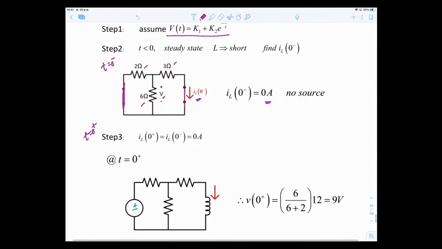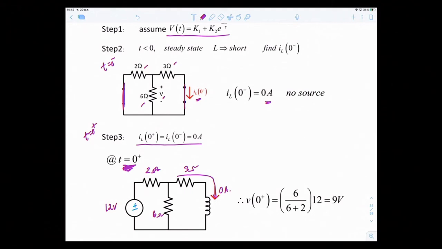So the circuit becomes like this, right? 12 volt, 2 ohms, 6 ohms, 3 ohms, inductor. But the inductor, we know that the current doesn't change instantaneously, so therefore IL(0+) is equal to IL(0-). So that means this is 0 amp. There's no current going through here at this instant at t equal to 0 plus.